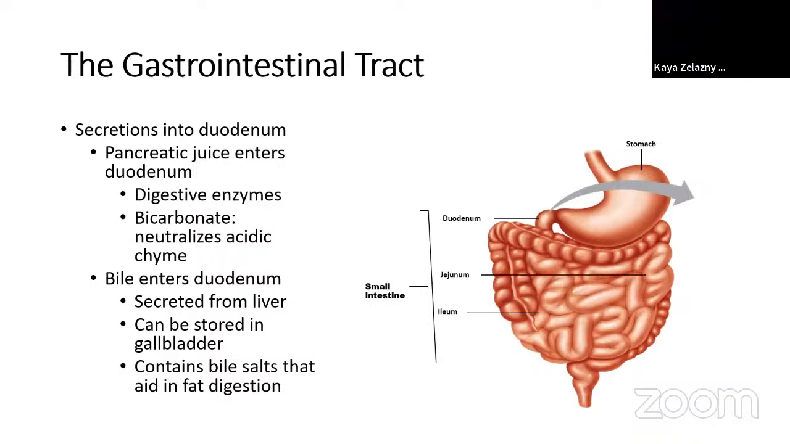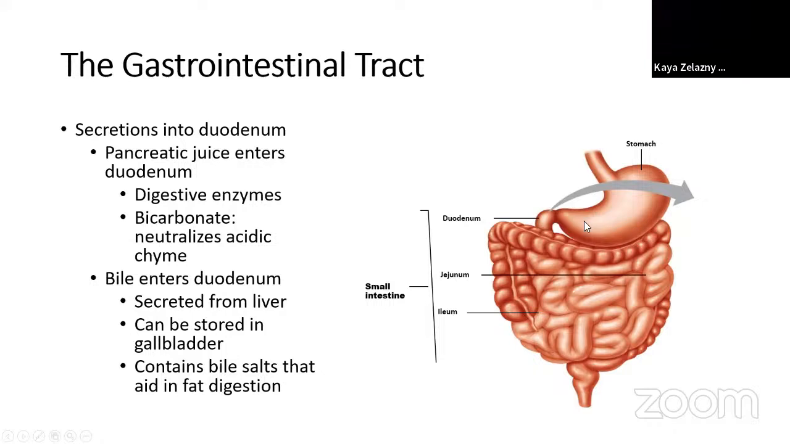So as we think about secretions, a bunch of these secretions are going to be entering into the duodenum. The duodenum is the first part of the small intestine, and this is where our pancreatic juices are going to come in. We're going to take a look at the glands involved in digestion shortly.